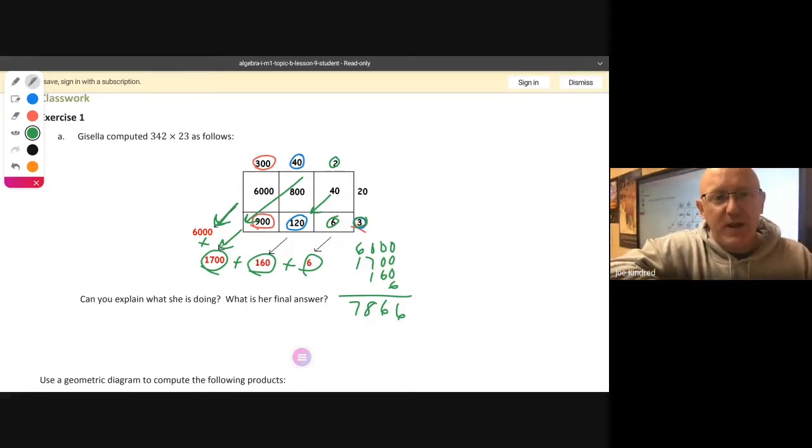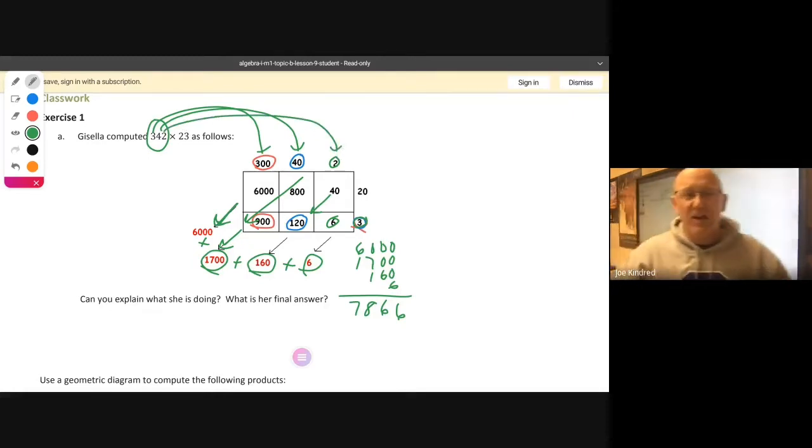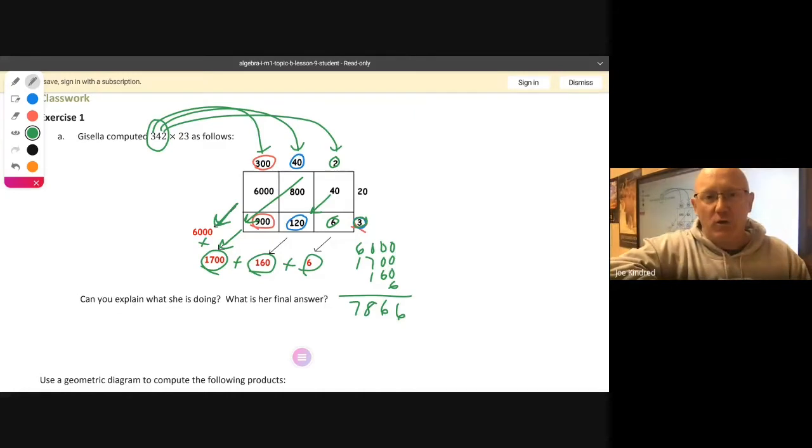And so they're showing you this method, and they're reminding you about place values. They get the 300 from the place value of 342. So the 3 represents the 300. The 4 represents the tens, and the 2 represents the 1's place value. And the same thing is done for 23 with the vertical side of the box, 20 and 3. And they're going to show you a method in multiplying polynomials that they're going to refer to as a geometric method. I'm going to show you another method.